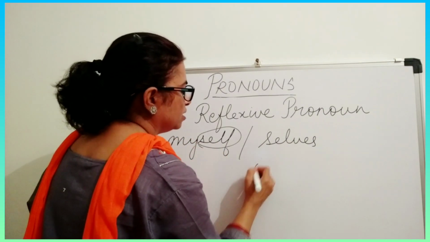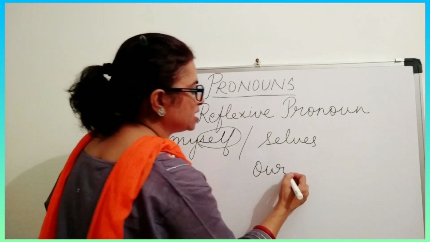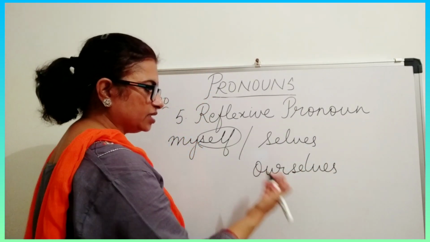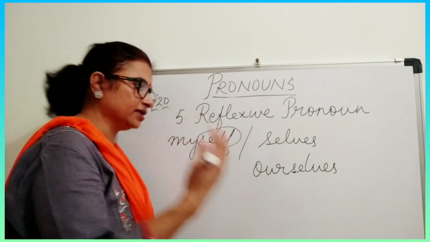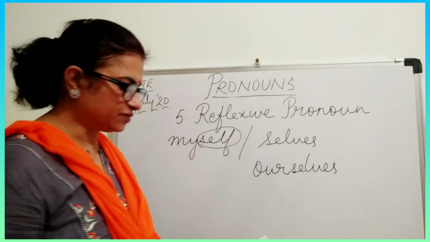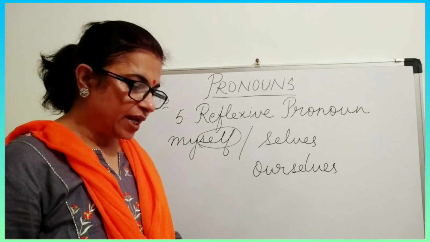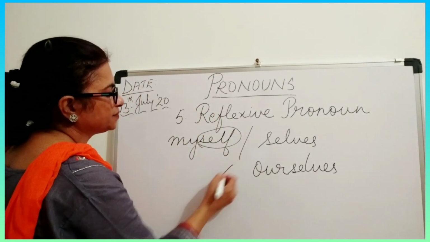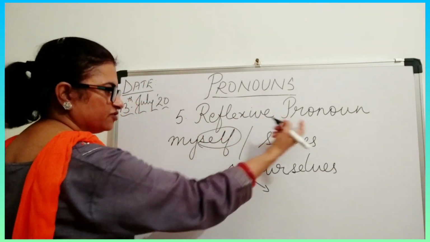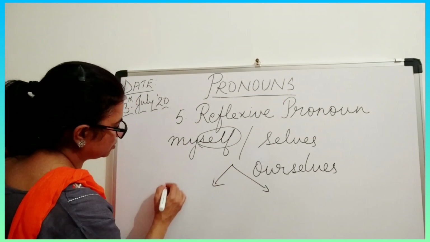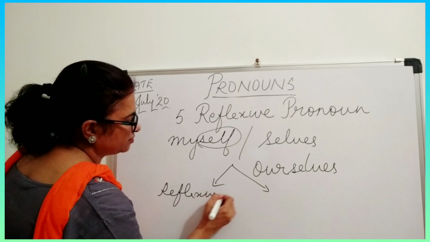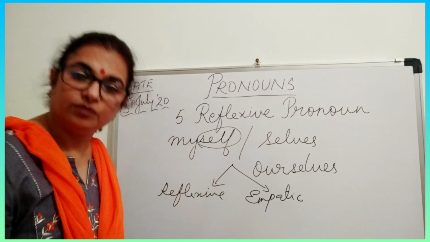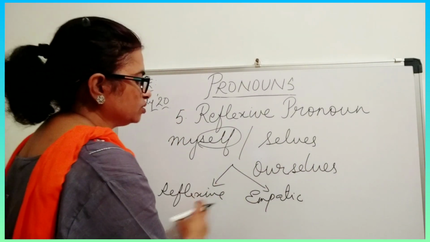If I say our, then with selves, ourselves. If you are taking it in the singular, self, and in plural, selves. So this is the difference, singular and plural also. Now again, for reflexive pronouns there are two types. One is reflexive pronoun, the other is emphatic pronoun. Now how will you understand reflexive pronoun and emphatic?